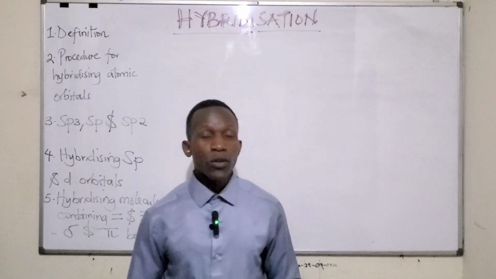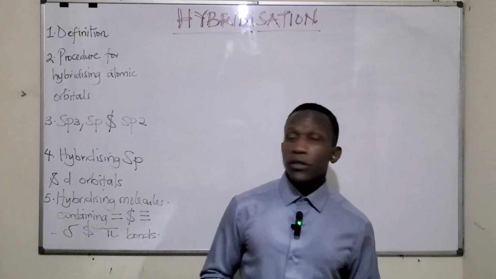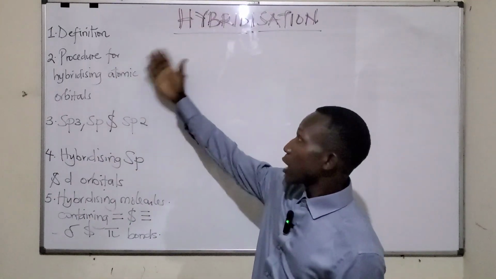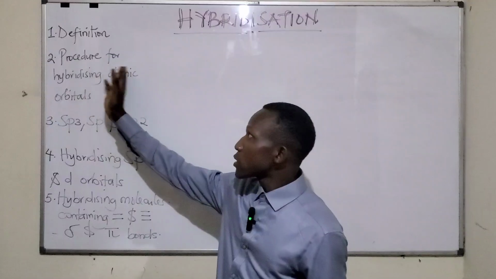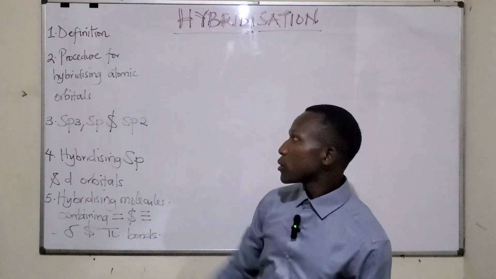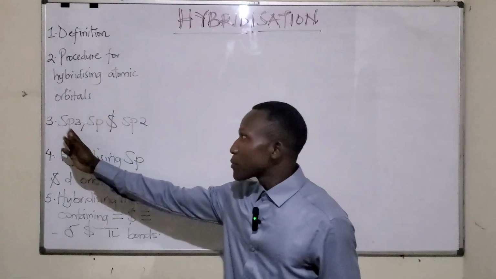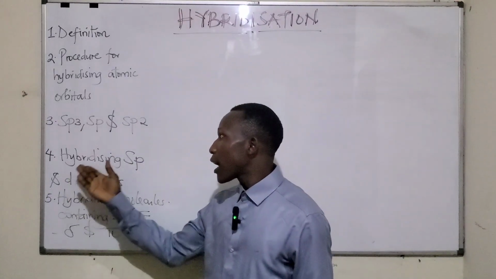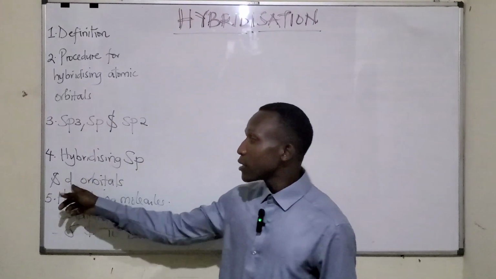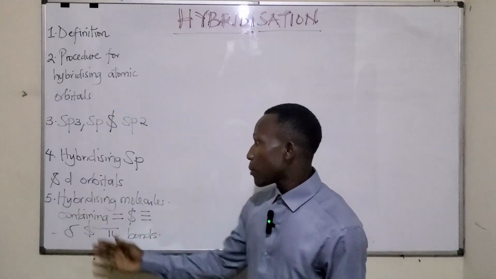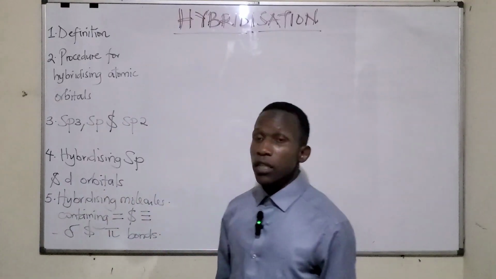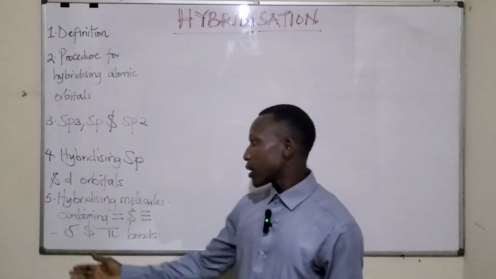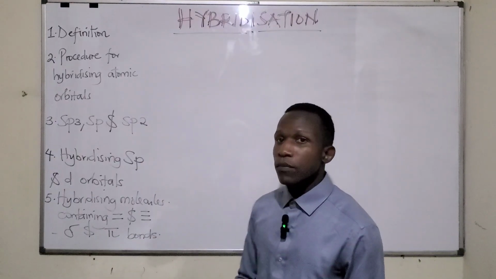In this video, we are going to talk about hybridization. Here is the layout of what we are going to discuss. We are going to define hybridization. We see the procedure for hybridizing atomic orbitals. We talk about the sp3, sp and sp2 hybridization. We talk about hybridizing s, p and d orbitals. Then we talk about the hybridization of molecules containing double bonds and triple bonds, where we are going to find our sigma and pi bonds.